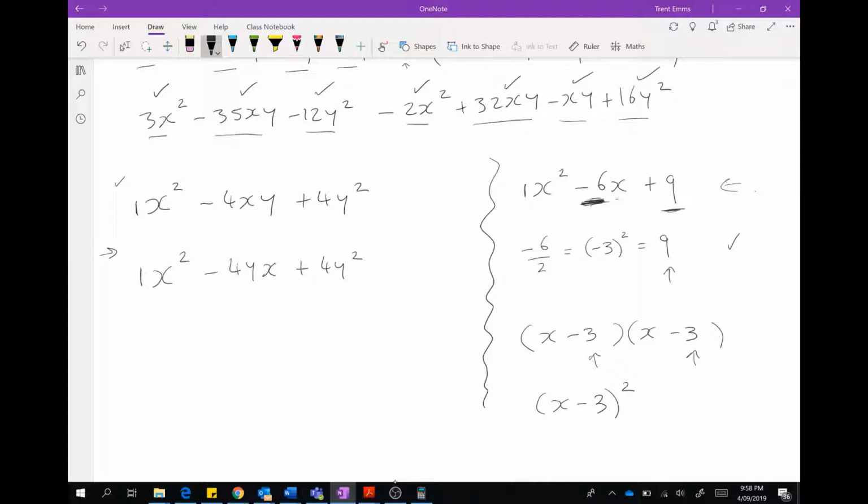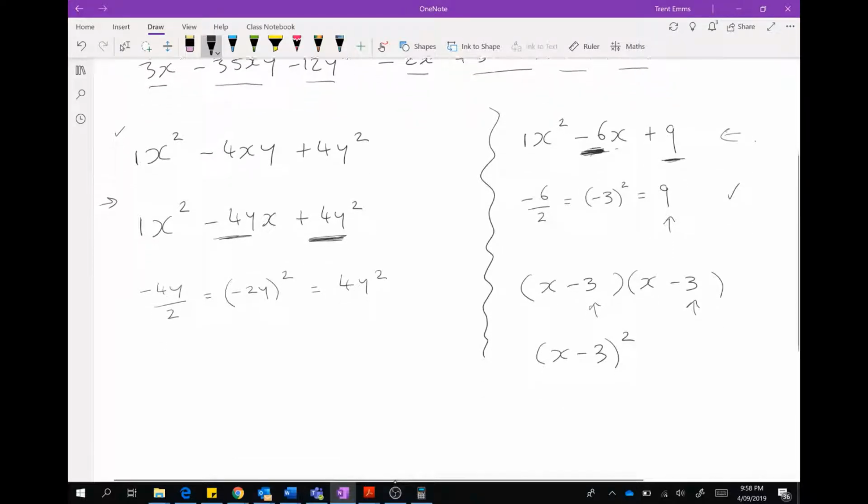Then we look at the thing that's in front of just x. So what's in front of x is minus 4y. If I halve minus 4y, I'll get negative 2y. And then if I square that, negative 2y times negative 2y is positive 4y squared. And we can see that we've got that same number at the back here. So this must be a perfect square.